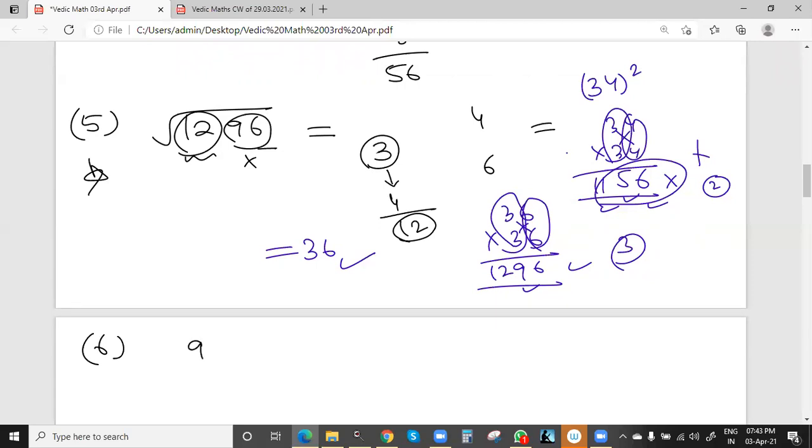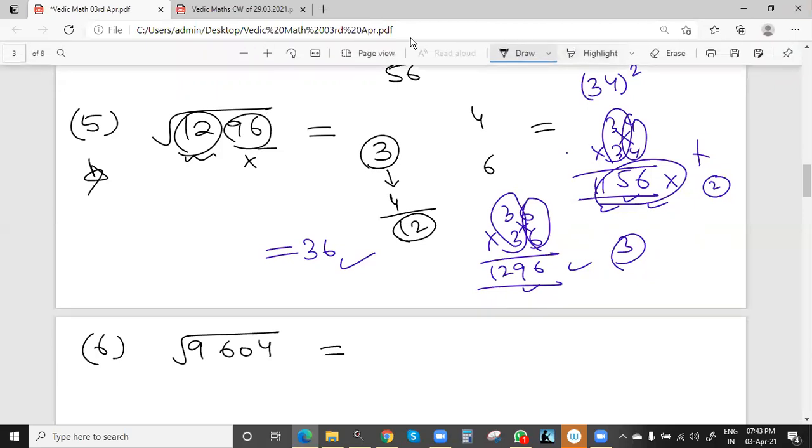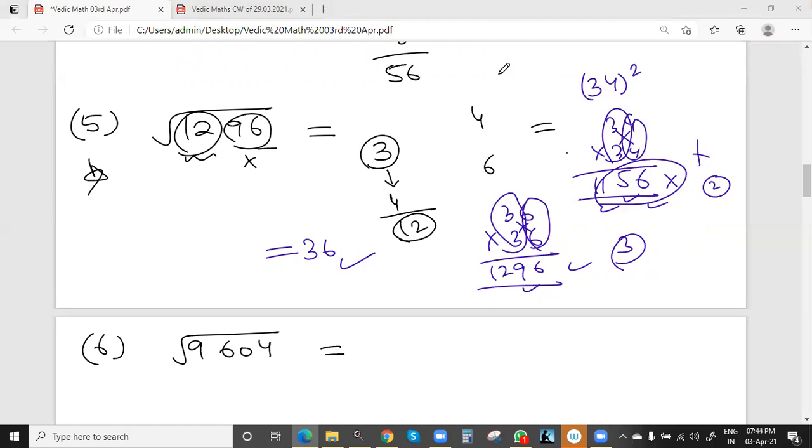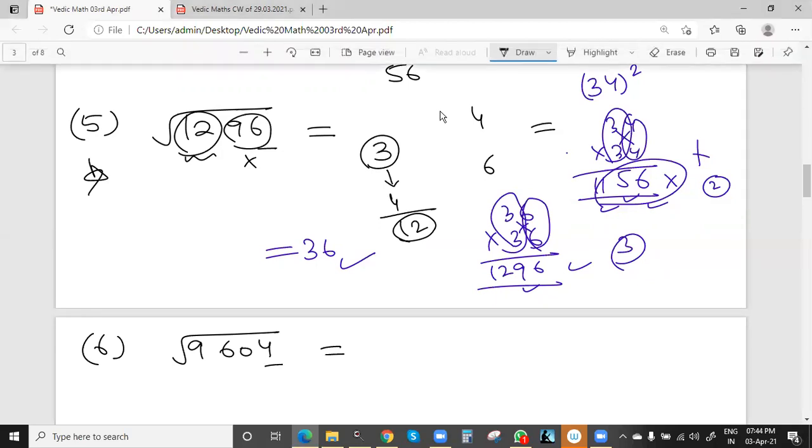Next one is 9604. You have to find the square root. Which is the value? 98. Okay, so 98. See, it is ending with 4.